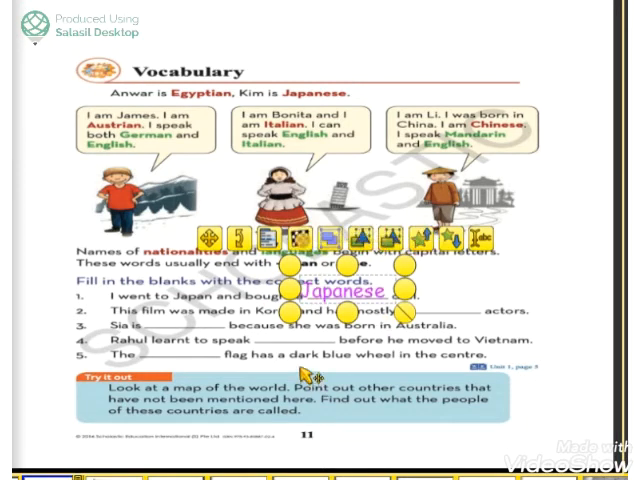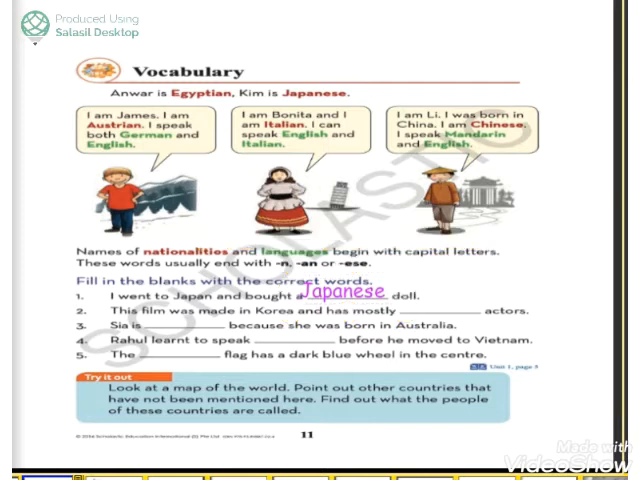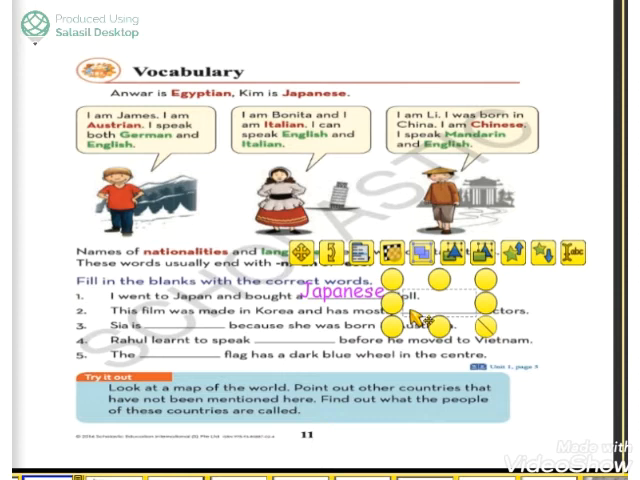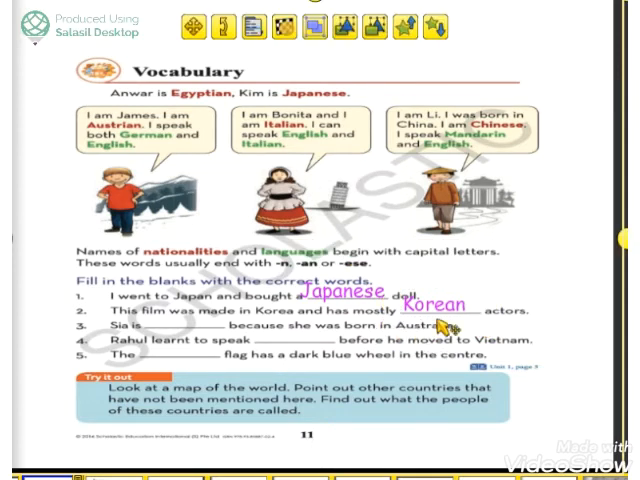Let's go to number 2. This film was made in Korea and has mostly Korean actors. What do you think? What is the nationality? Korean. Excellent. Here we add AN to the country.